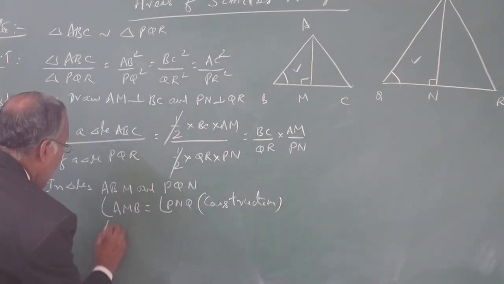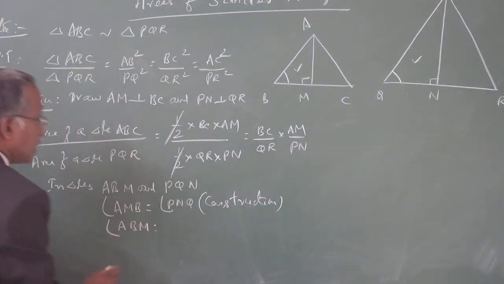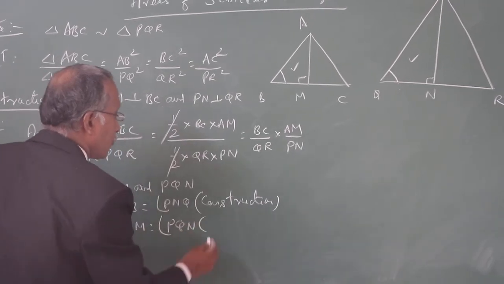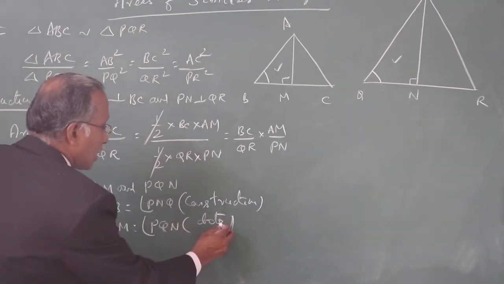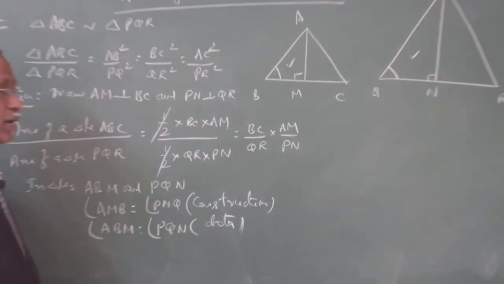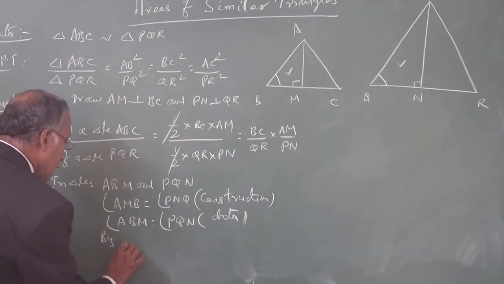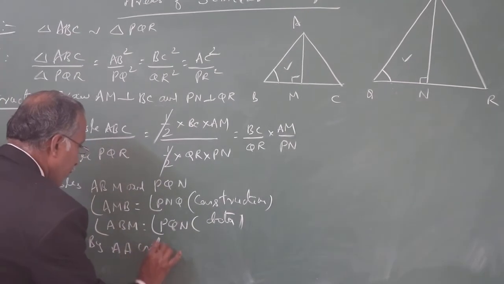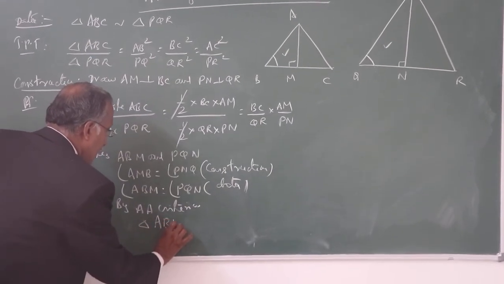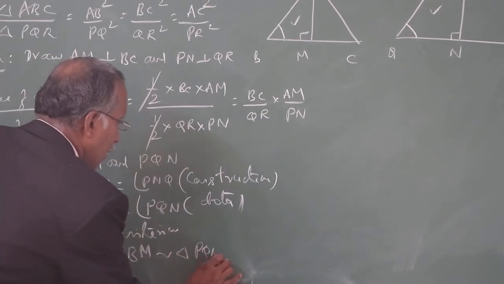Therefore, we say that angle ABM is equal to angle PQN. This is from the data. They are similar triangles. Therefore, they are equiangular. In these two triangles, we have compared two pairs of the corresponding angles. Therefore, by AA criterion, you know that triangle ABM is similar to triangle PQN.